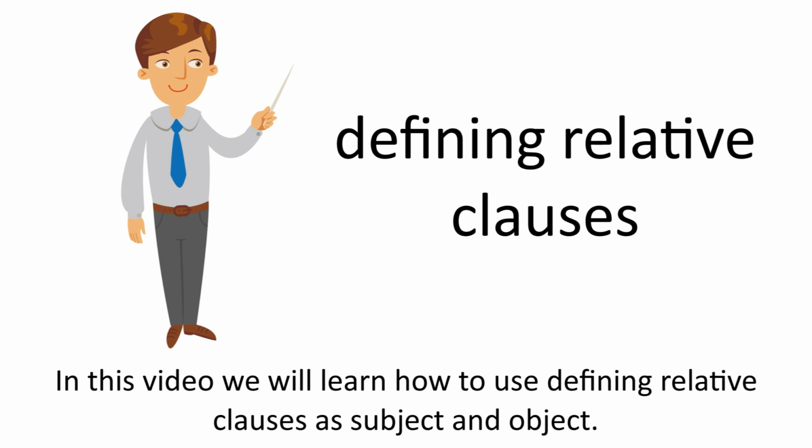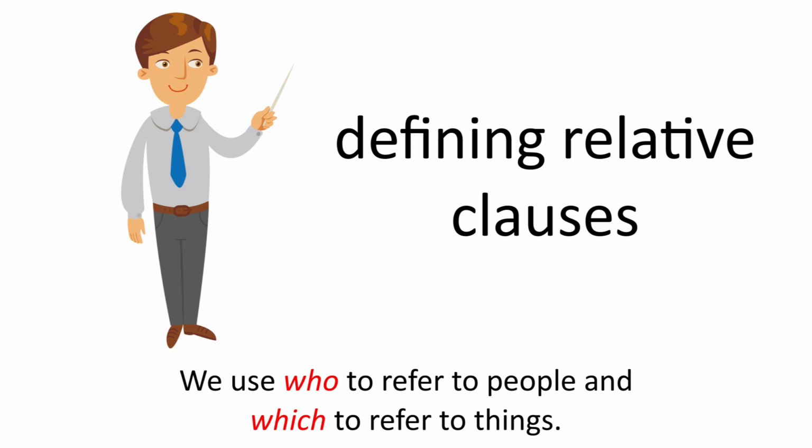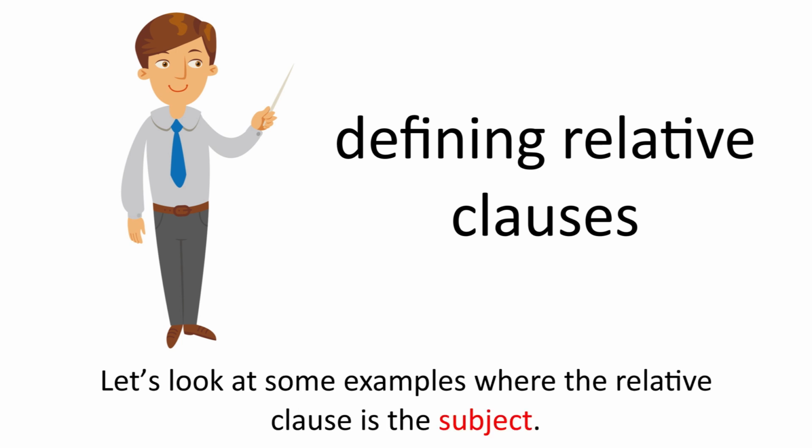In this video, we will learn how to use defining relative clauses as subject and object. We use defining relative clauses to say exactly what people or things we are talking about. We use who to refer to people and which to refer to things. Let's look at some examples where a relative clause is the subject.